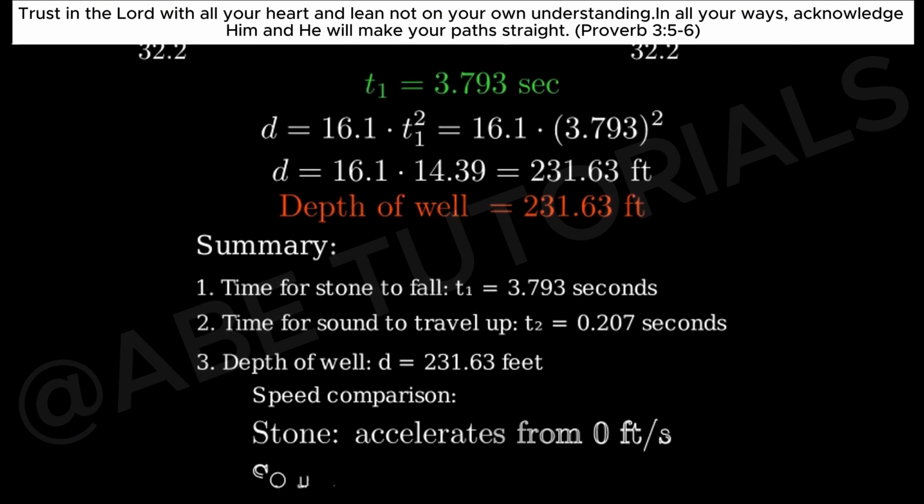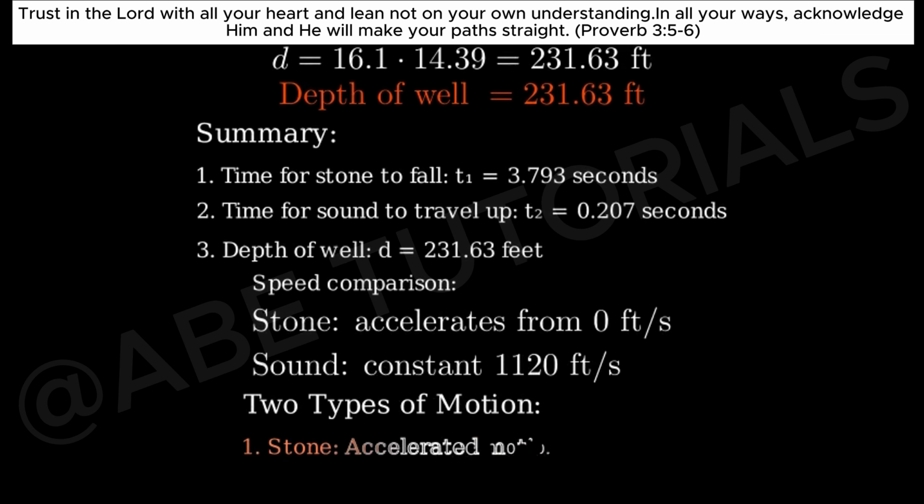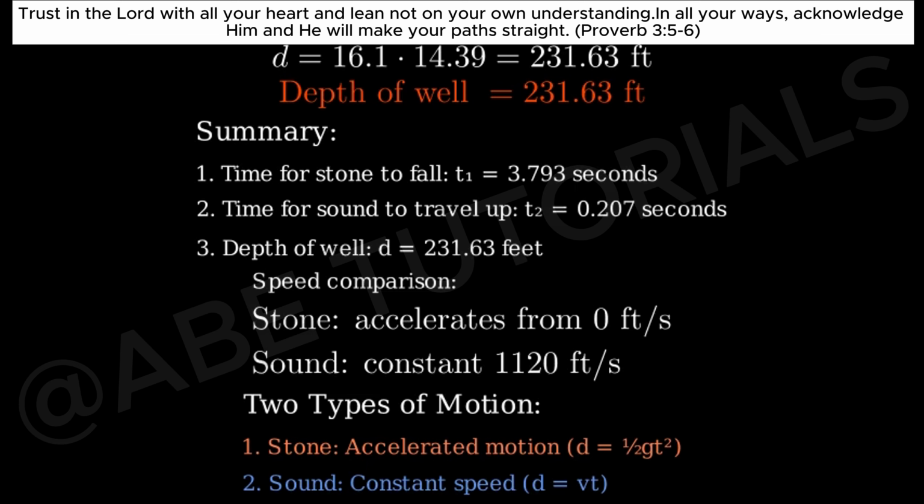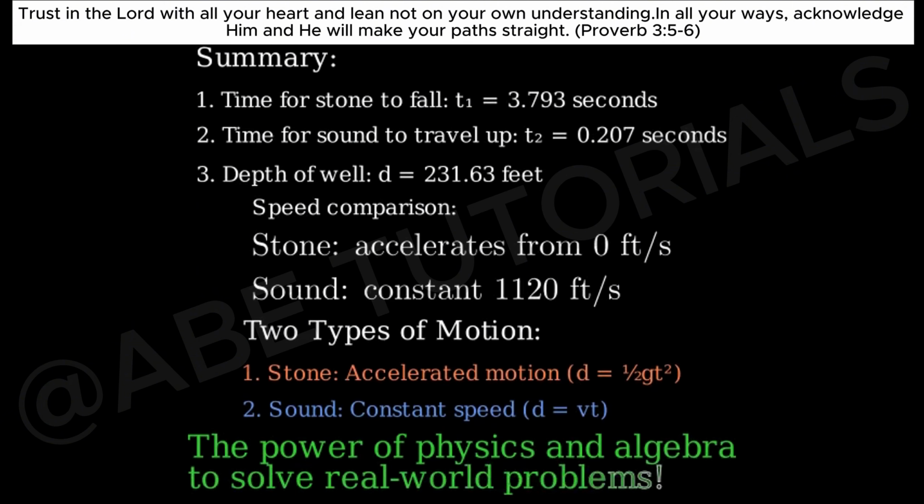This problem illustrates how we can use physics to determine distances indirectly. The sound travels much faster than the falling stone, which is why the sound travel time is so much shorter than the falling time. This is a classic physics problem that combines two different types of motion. 1. The accelerated motion of a falling object. 2. The constant speed motion of sound waves. By setting up the appropriate equations and solving them algebraically, we were able to determine the unknown depth of the well.